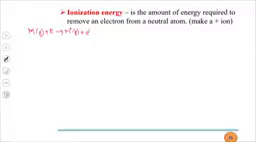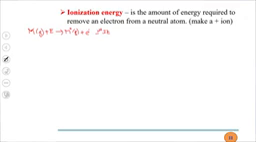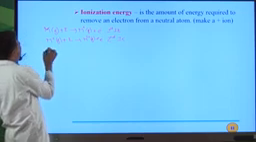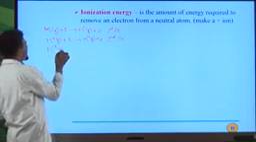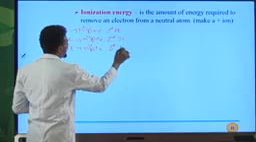So this one is the first ionization energy. If a second electron is removed after adding energy, that is simply known as the second ionization energy. You can represent it as M plus in the gaseous form plus energy gives M2 plus in the gaseous form plus another electron. So this is the second ionization energy. If the third electron is removed, M2 plus plus energy gives M3 plus plus an electron, in the gaseous form. This is the third ionization energy.